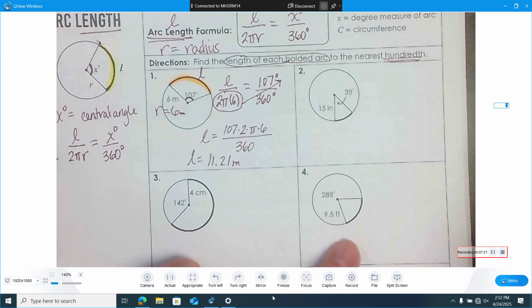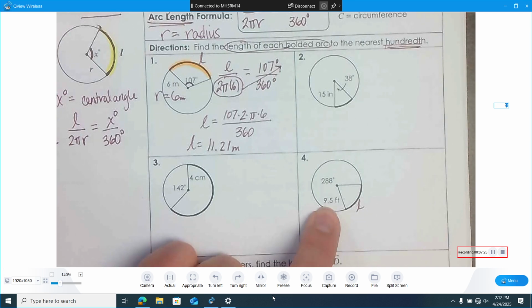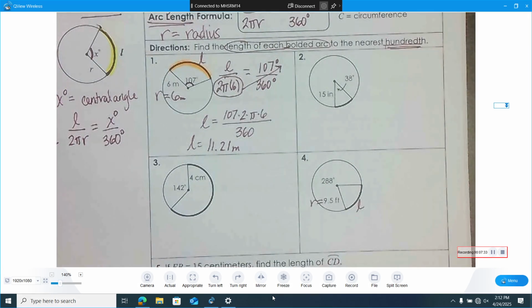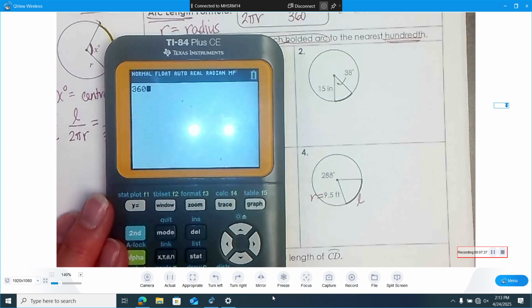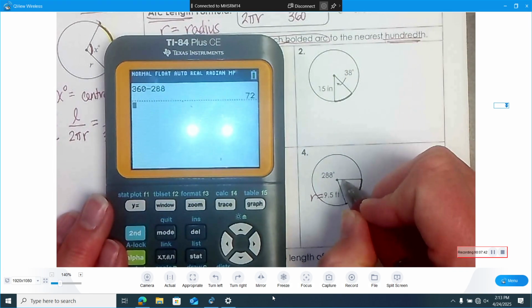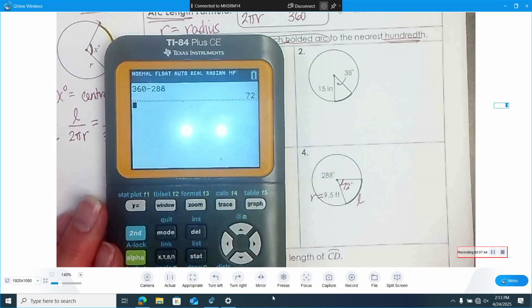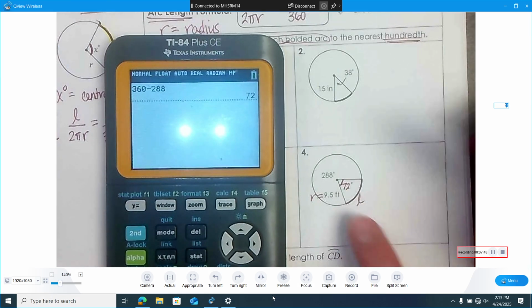All right. Let's look at number 4. Again, here's our length, L. What's 9.5? Radius. Good. So the radius. And does 288 help us here? No. What do we need? 72. 360 minus 288, yeah, which is 72. Very good. So 72 is the measure of the central angle that corresponds to our arc here.